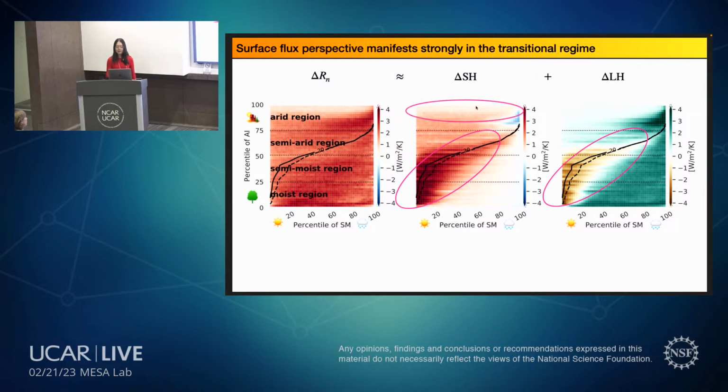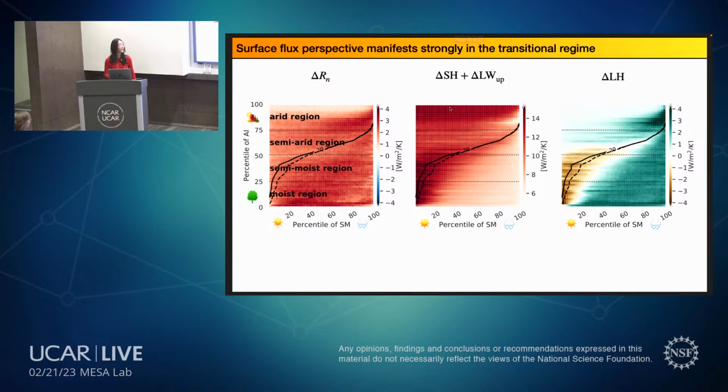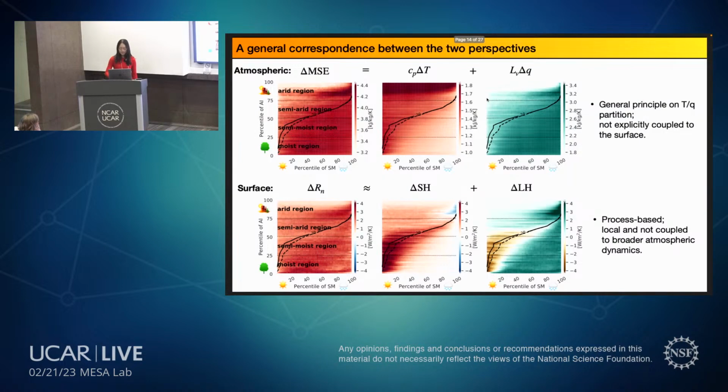And one interesting note is that we might also expect that sensible heat increases over the desert, but we do not see it here. And the short and dirty answer is that surface upwelling longwave radiation is partly playing a role for sensible heat. So to compare the two, the atmospheric perspective provides a general principle on the TQ partition, but it is not explicitly coupled to the surface. And the surface perspective is process-based. We know the physical process, but it is local and is not coupled to the broader atmospheric dynamics.